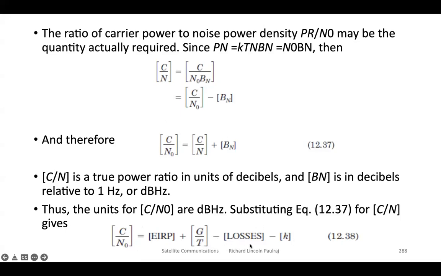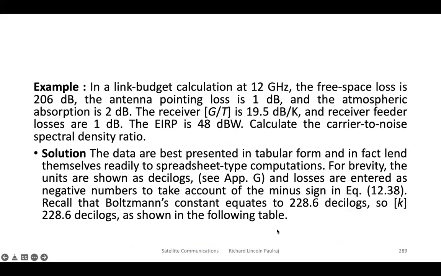In the problem, they would have mentioned antenna misalignment loss, feeder loss, receiver feeder loss, free space loss. So check what is mentioned, and accordingly substitute for all those losses. You can add them up and put them together as one term here. And of course we know the Boltzmann constant, which is about minus 228, so minus minus becomes plus. This is one of the best examples where we can understand the application of the formula that we have seen so far. So we have a link budget calculation.